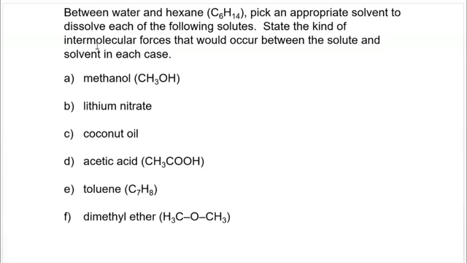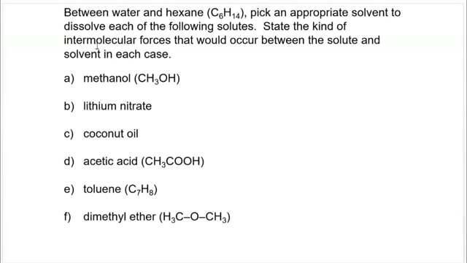Next, more about solubility. Between water and hexane, pick an appropriate solvent to dissolve each of the following solutes and state what type of intermolecular forces. So before we start A through F, with intermolecular forces, you're always going to have London dispersion forces. These are weak transient interactions that occur and make an induced dipole. And they always occur. But there may be intermolecular forces, for example, between polar molecules that supersede or have much more binding energy compared to the weak London dispersion forces. So they all have London dispersion, but on top of that, let's see what they have.